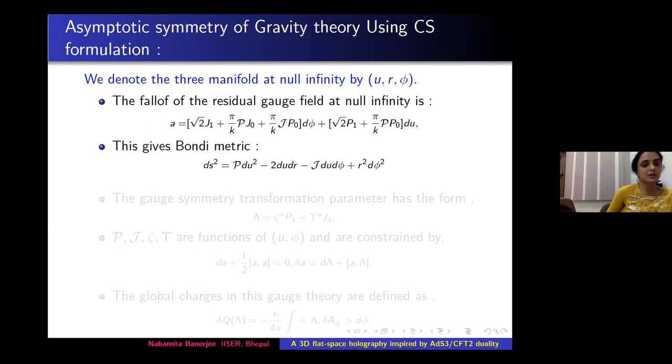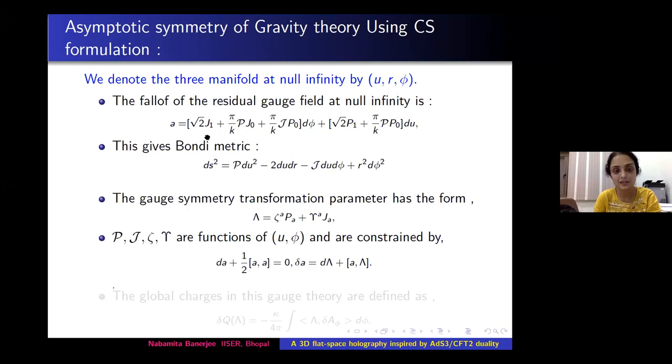So let us just do it explicitly for this pure gravity case. Okay. So here, just for our understanding, I am denoting the three coordinates at null infinity by u, r, and phi. Okay, phi is the compact direction, r is my radial direction, and u is time. And the small a gauge field that I told you about, I'm choosing it to be like this. You notice that, of course, this small a would also have components along the three P's and three J's. But the a that I have taken here is very special. It only has the phi component. A phi only has a non-zero value along J1. It does not have anything along J0 and J-1 or J2, whatever you call it. Along J0 and J1, I have turned on, but along J2, I have not turned on anything. And similarly, I have only turned on a component along P0, but not along P1 and P2.